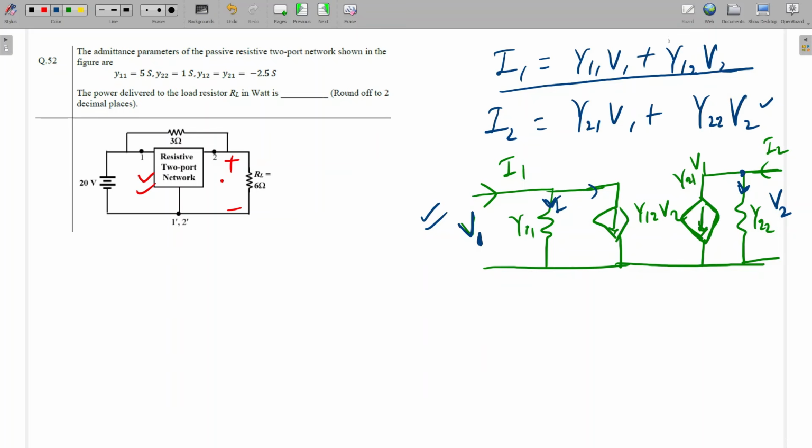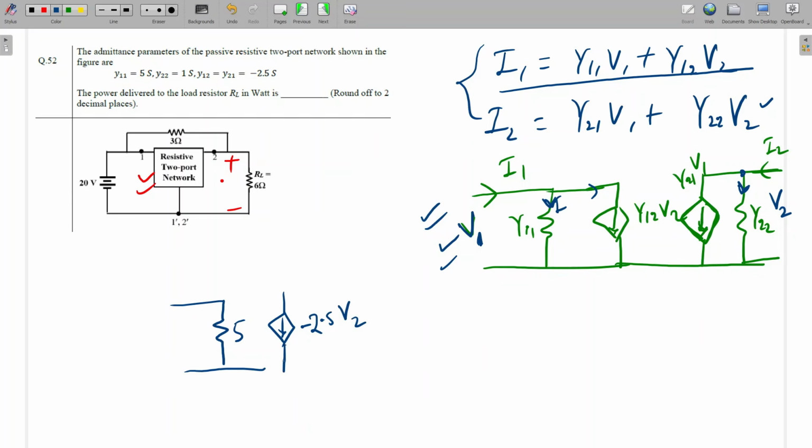So this is the two-port network. From this equation, we can represent it like this. As per the values, we can draw this network. What is Y11? Y11 is 5. You have to remember, this is not impedance, this is admittance. So this is 5. Further, this source Y12: Y12 is equal to Y21, minus 2.5.